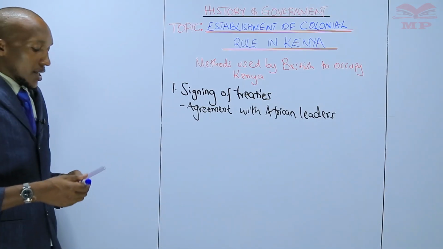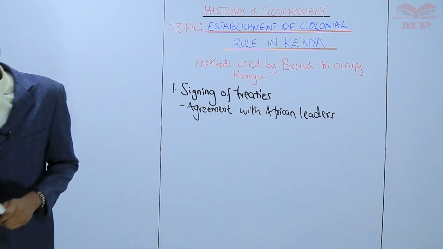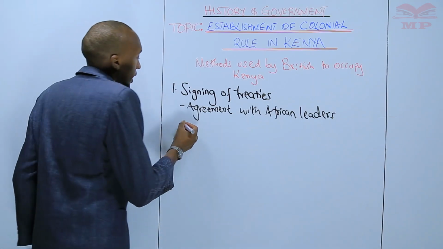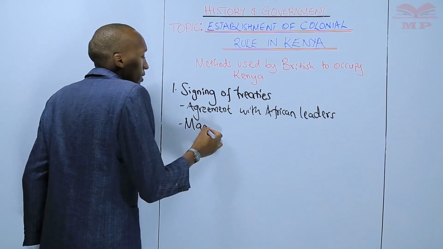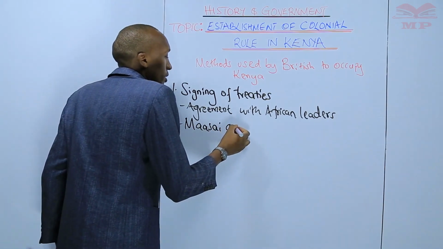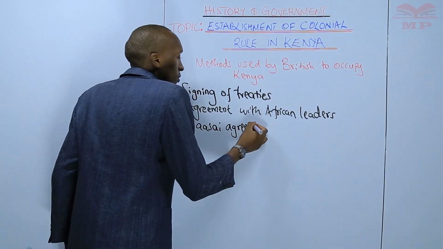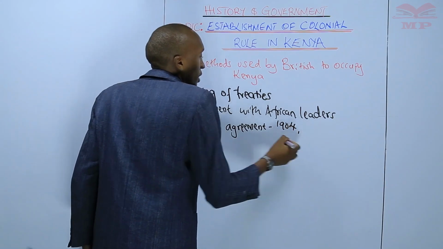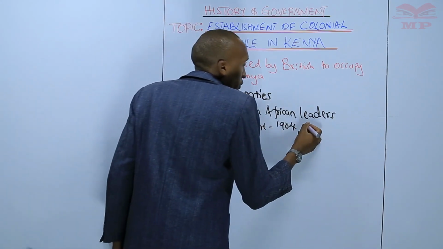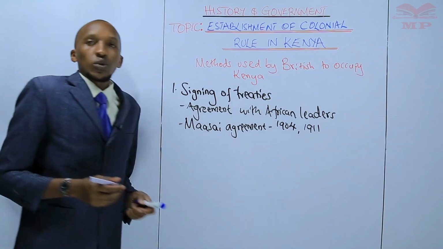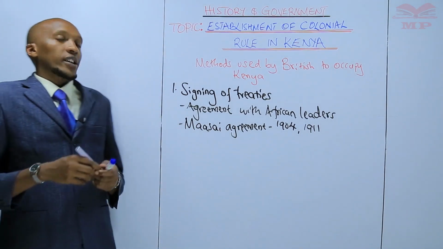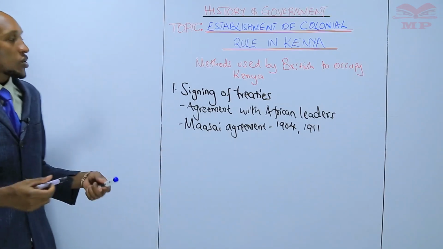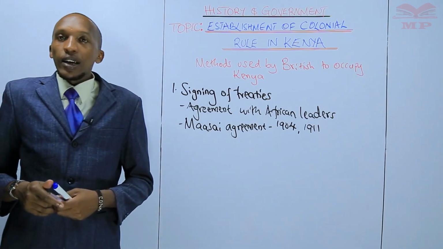An example is the Maasai Agreement that was made in 1904 and 1911. We are going to be discussing more of this as we go forward. So they made agreements with the African leaders to allow them to take occupation of certain portions of land.